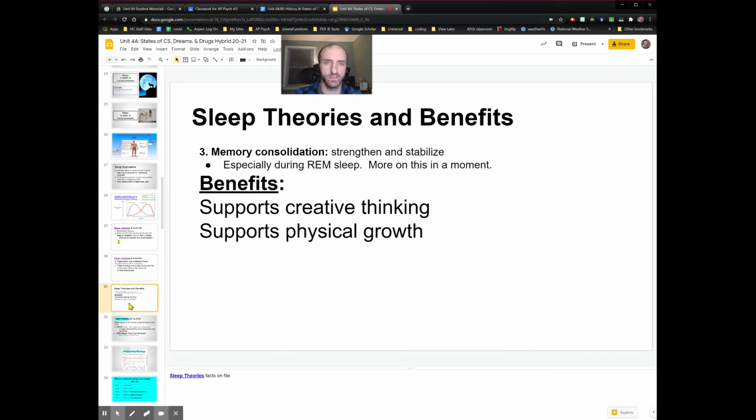Memory consolidation, what is this? Strengthen and stabilize, especially during REM. More on this later. Creative thinking, physical growth.